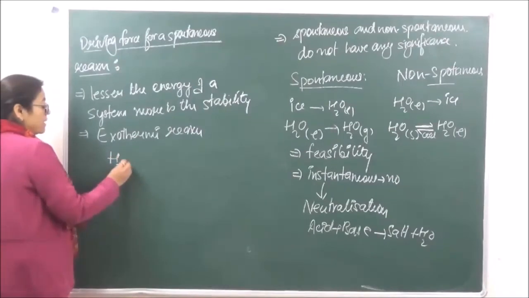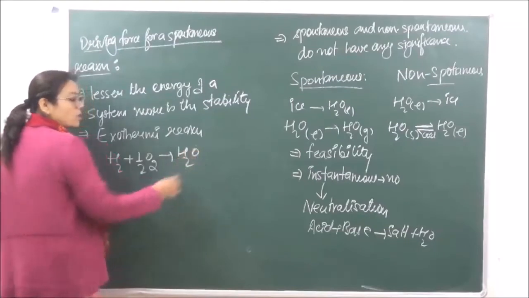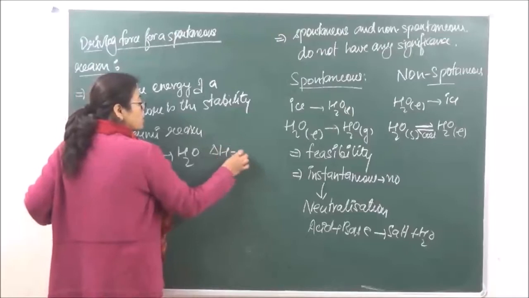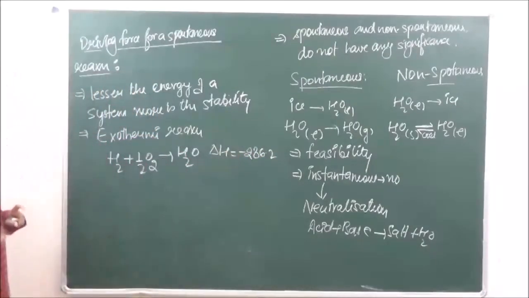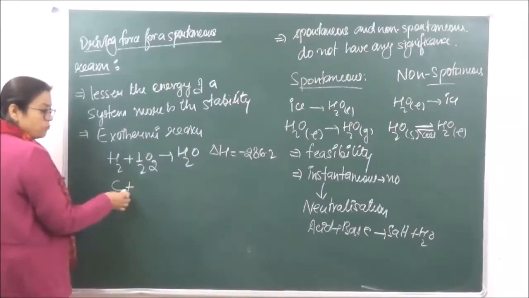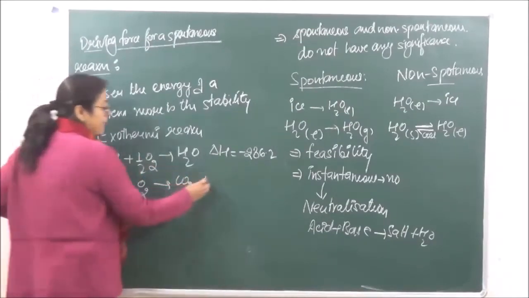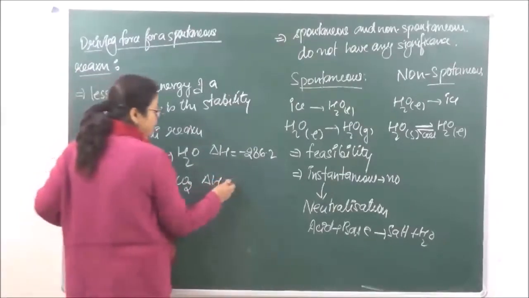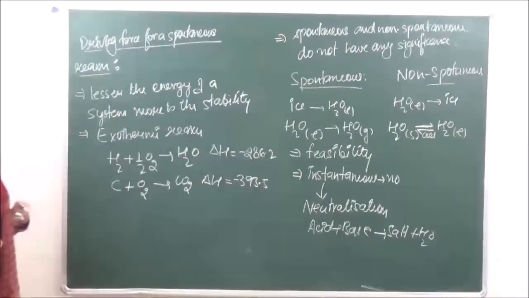For example, we are taking H2 plus half of O2 to give us water. Delta H for this is equal to minus 286.2. So this is going to be a spontaneous reaction. Similarly, if you are taking carbon, combustion of fuels, carbon plus oxygen to give us carbon dioxide. Delta H in this case is equal to minus 393.5 kilojoules per mole. So this is also going to be a spontaneous reaction.